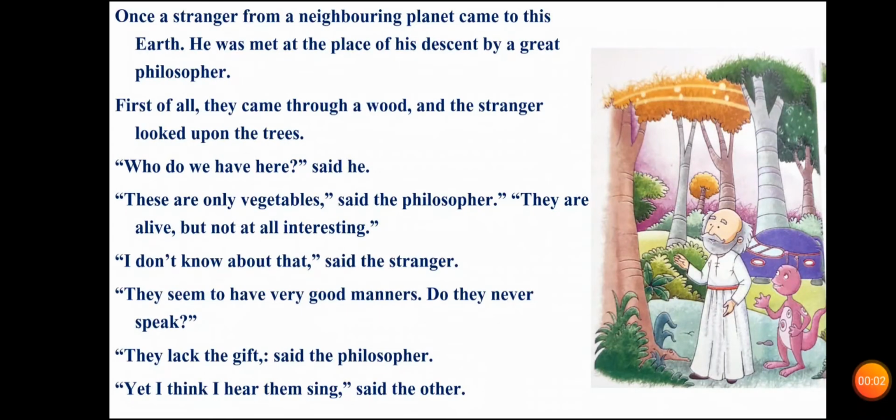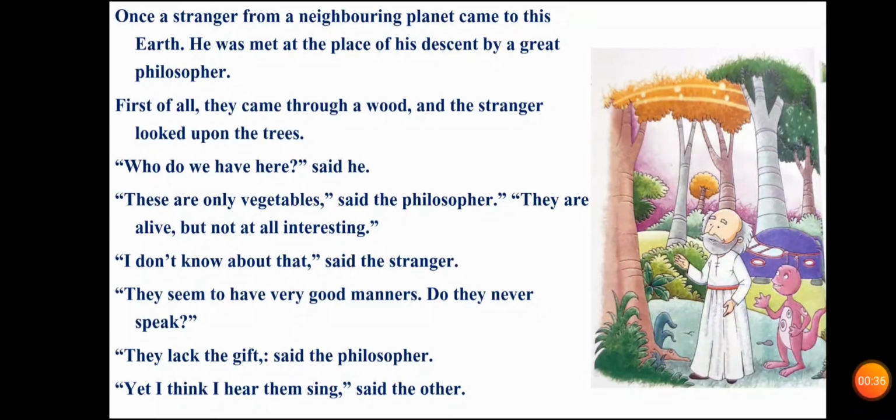Once upon a time, a stranger came from a neighboring planet to this planet Earth. It means a stranger visited our planet from the nearby planet. He met a philosopher where he landed. Philosopher means a wise person who loves and pursues wisdom by intellectual means. Then, firstly, they came through the woods. Here, woods means forest. And the stranger looked upon those trees and said, "Who do we have here?"